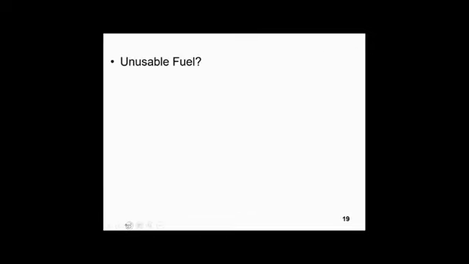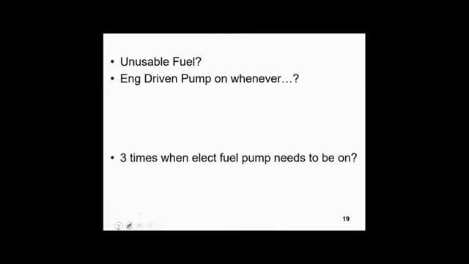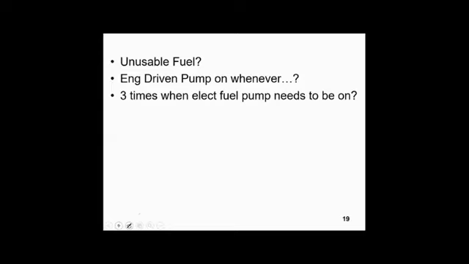So we covered unusable fuel. That's a gallon per tank, or a total of 2 gallons per airplane for both airplanes. The engine-driven pump is on whenever the engine is running. You can't turn it off. The 3 times the electric fuel pump needs to be on is when you're taking off and landing, when you're maneuvering low to the ground, and when you're switching tanks. You actually want to turn on the fuel pump before you switch tanks if you're in the air. It's a good habit pattern to get on when you're on the ground.